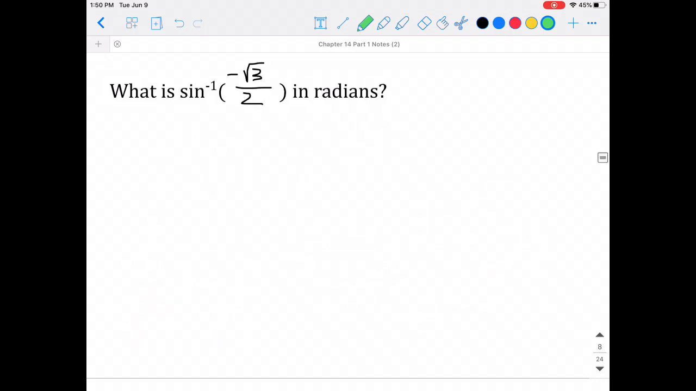Looking at another example, we have: what is the inverse sine of negative radical 3 over 2 in radians? So notice this time we're talking about radians, or we're looking for our angle in radians. So we're still looking for our theta when sine is negative radical 3 over 2.